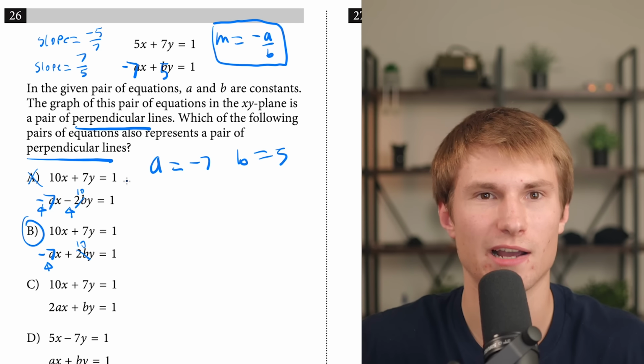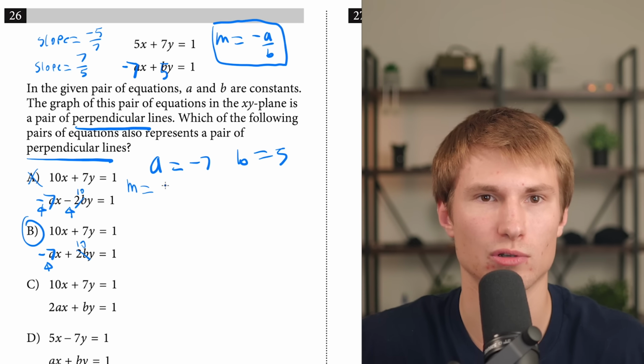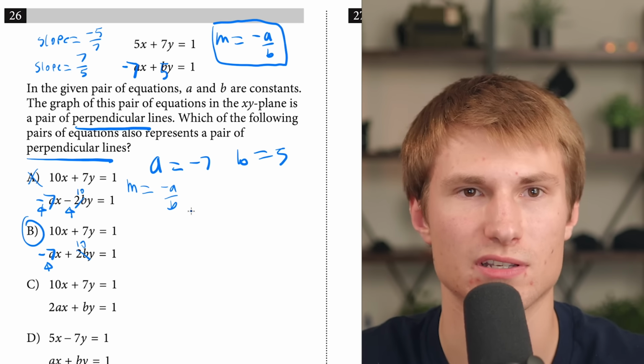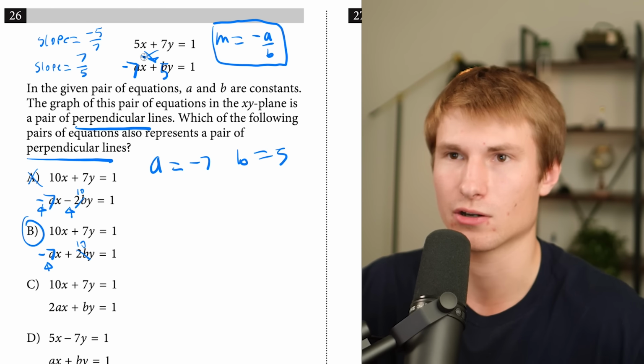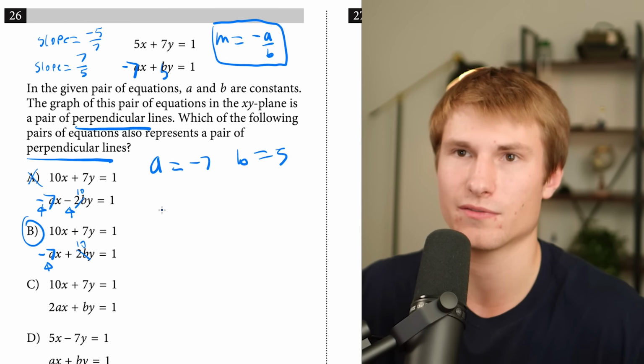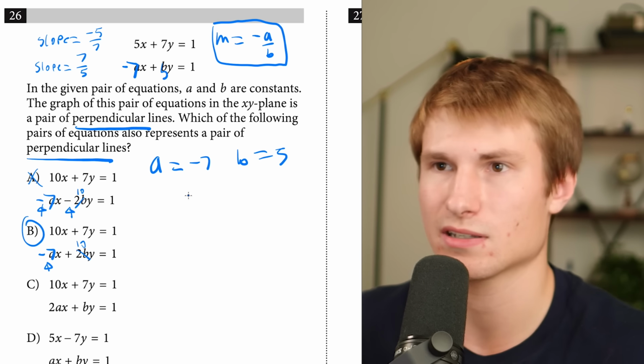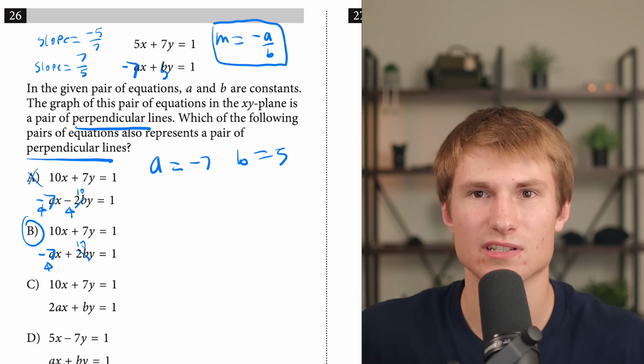Okay, I accidentally started going down the rabbit hole of doing m equals negative a over b for all of these. And then I remembered I literally just told you, like 1 minute ago, the trick of looking at the coefficients and then flipping the sign. So that's all we have to do there on number 26. Moving on to number 27.